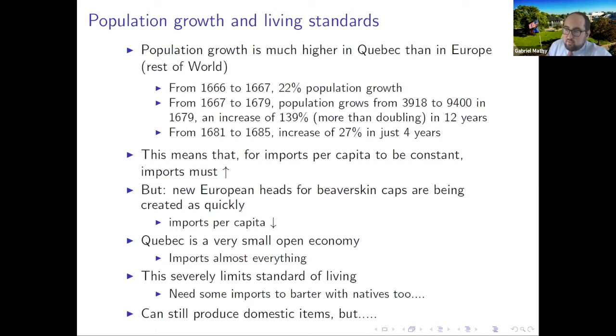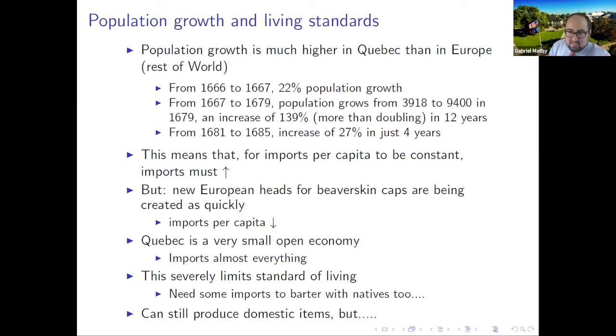And so to keep imports per capita constant, imports themselves have to go up. But that's not going to generate any more export demand. So basically, you have a kind of lump of demand in Europe. And then there are these pressures from population that are going to tend to push up imports, which is yet another reason why you're going to get species shortages. So there's even more pressure on the import side as a result.